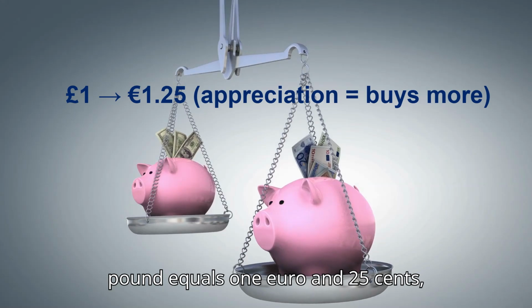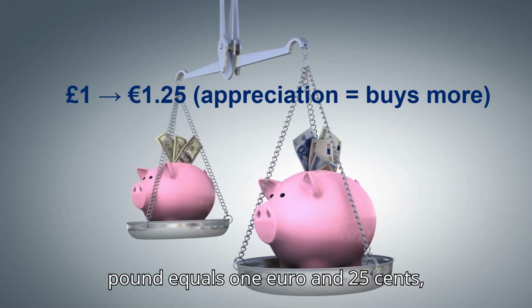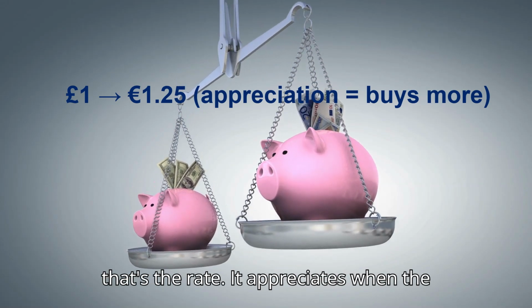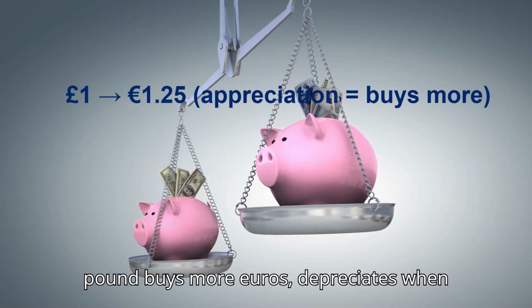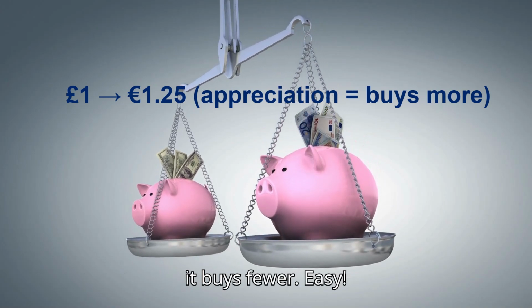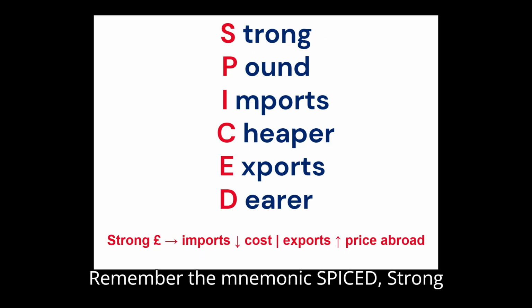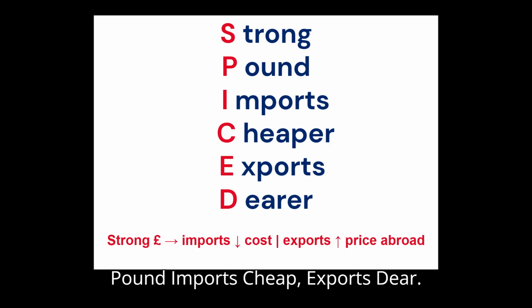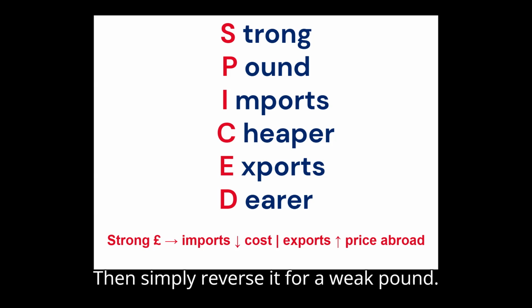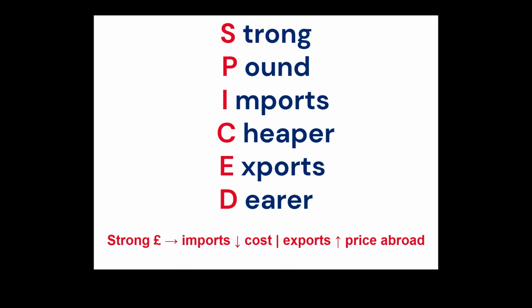If £1 equals €1.25, that's the rate. It appreciates when the pound buys more euros, depreciates when it buys fewer. Easy. Remember the mnemonic SPICED: strong pound, imports cheap, exports dear. Then simply reverse it for a weak pound.